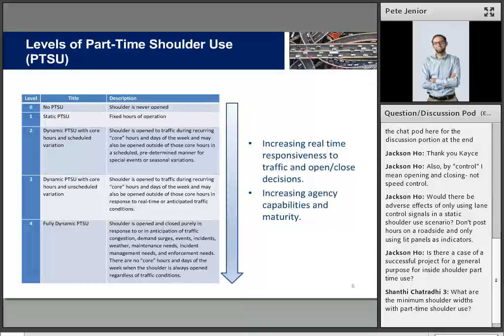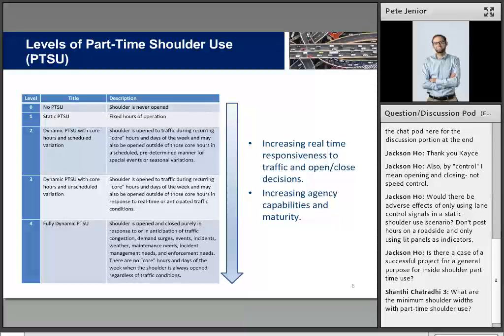Level 2, for example, would maintain core hours. Let's say you open the shoulder every day on an inbound facility between 7 a.m. and 9 a.m., but there are sometimes scheduled deviations of that in advance. So you may open on Sunday at 11 a.m. if you know there's a football game that afternoon and there's going to be heavy traffic going to the stadium. But that's something you would know well in advance.